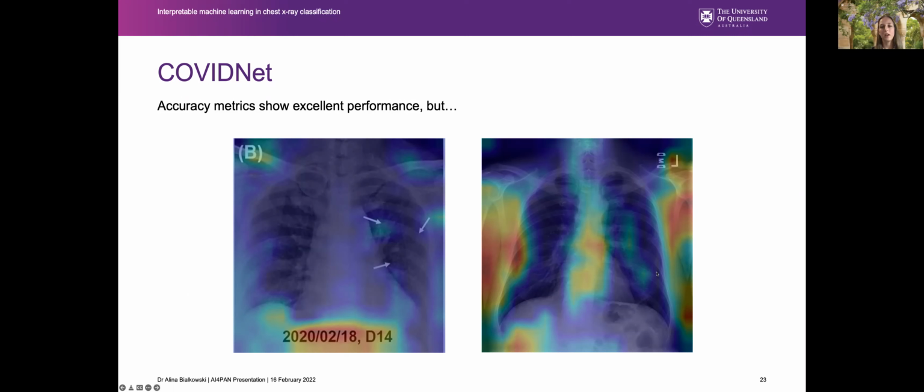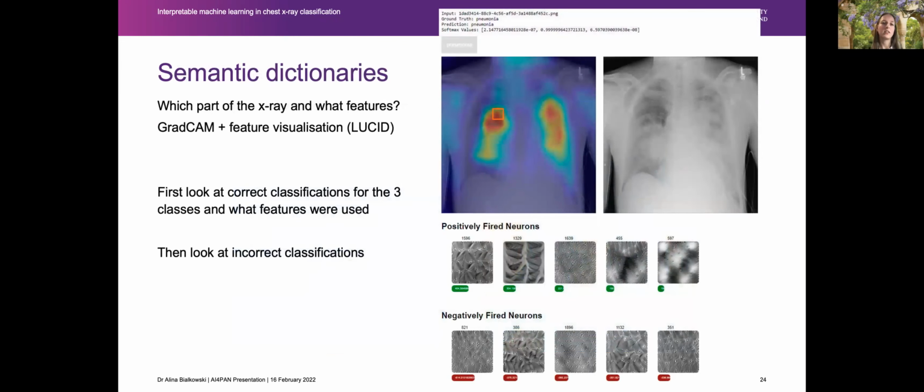So we can apply some of those techniques which I described before, so combining the attribution methods and the feature visualization methods in a semantic dictionary. And so we can mouse over different parts of the image to see what features were activated as well as ones that were negatively activated. And here also we can see this GradCam, so which parts of the image are being activated. So using this, I'm going to go through a couple of examples. So first looking at correct classifications for the 3 classes and what features were used, and then looking at some of the incorrect ones.